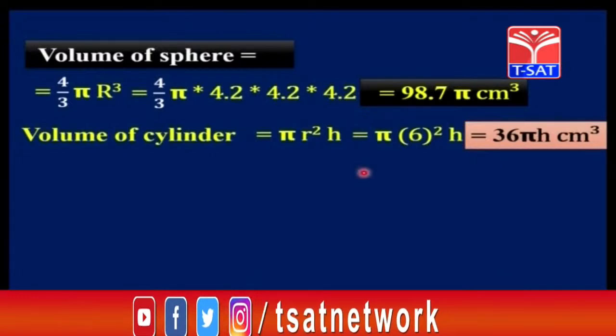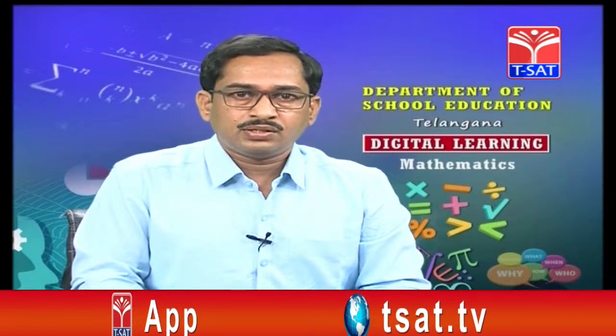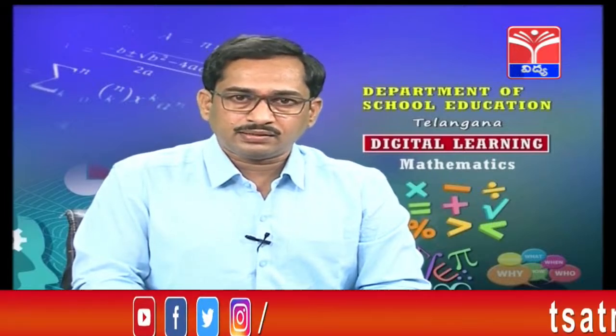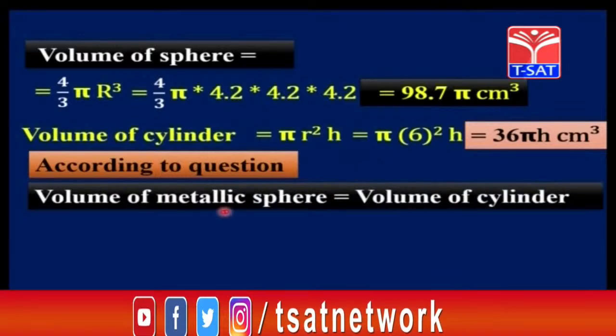Now children, just now we discussed that in the conversion of solids from one form to another form, the volume is common. So according to our question, the sphere is converted into the cylinder. So here the common thing is, yes, its volume is common. So write the given data. According to the question, the volume of the metallic sphere is the same as the volume of the cylinder.